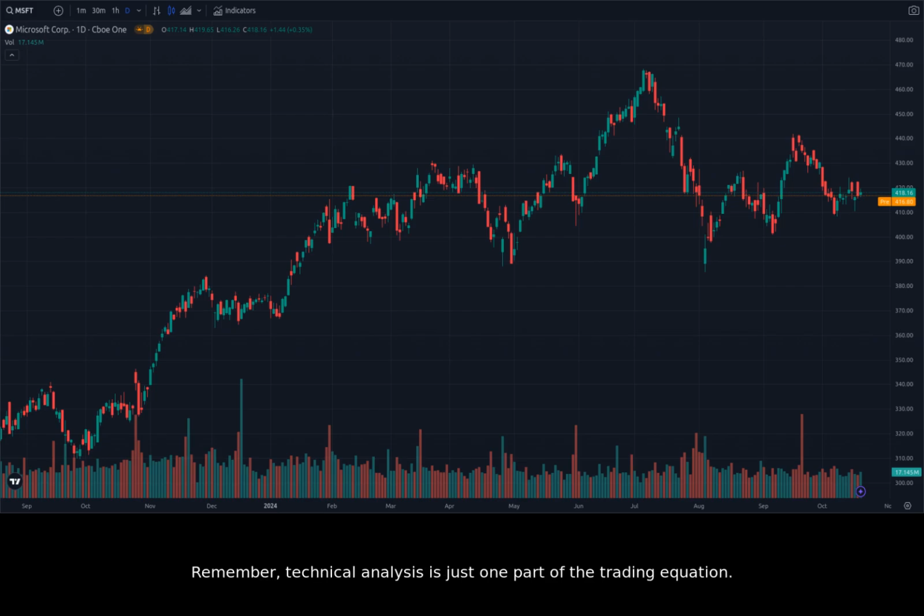Remember, technical analysis is just one part of the trading equation. It's essential to combine it with fundamental analysis and your own risk tolerance when making trading decisions.